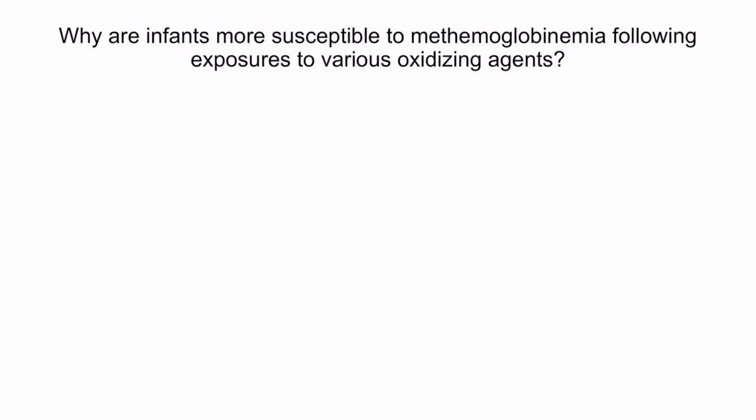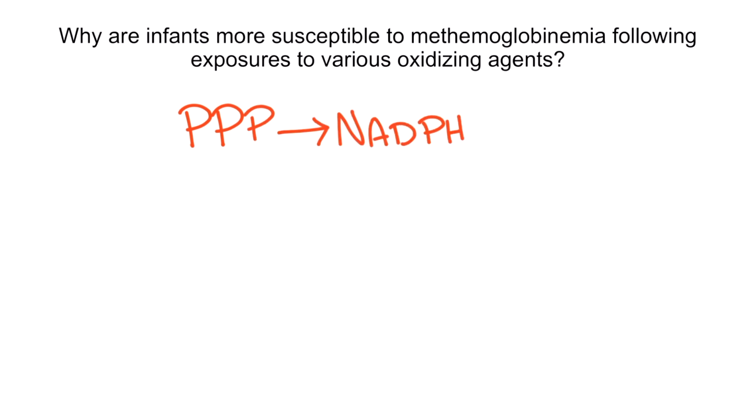First, the cellular pathways responsible for defending against the effects of oxidation are immature or poorly developed during infancy. An example of such a cellular pathway would be the pentose phosphate pathway, which leads to the production of NADPH. And recall that this is a cellular compound that fuels the antioxidant cellular systems.